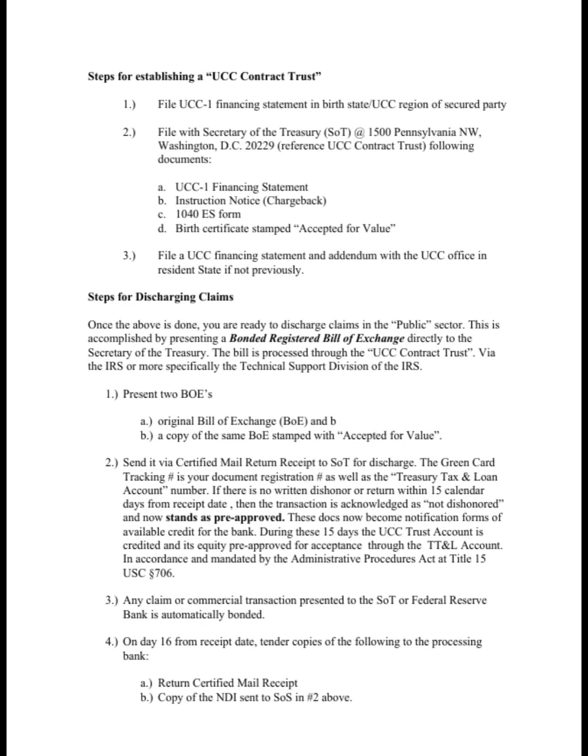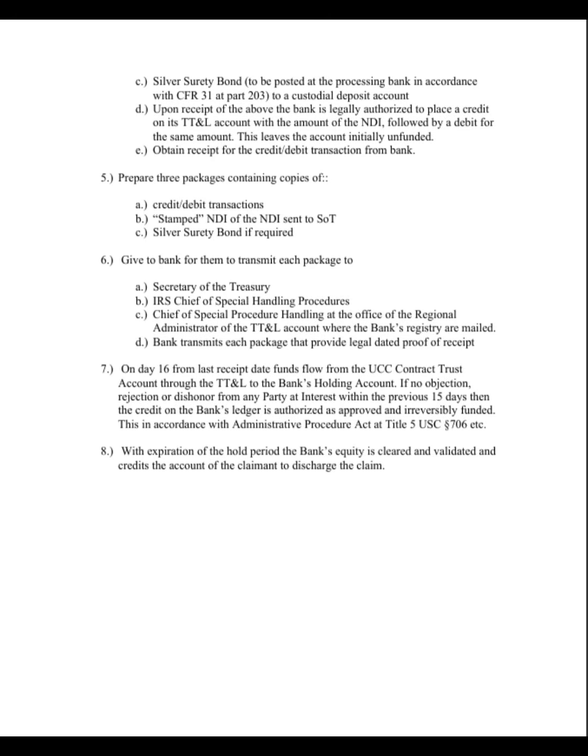So we'll go to the second page. Here it says, on day 16 from receipt date, tender copies of the following to the processing bank: a return certified mail receipt, a copy of the NDI sent to the Secretary of State, and number two above, a silver surety bond to be posted at the processing bank in accordance with CFR 31 at Part 203 to a custodial deposit account. D. Upon receipt of the above, the bank is legally authorized to place a credit on its TTL account with the amount of the NDI, followed by a debit for the same amount.